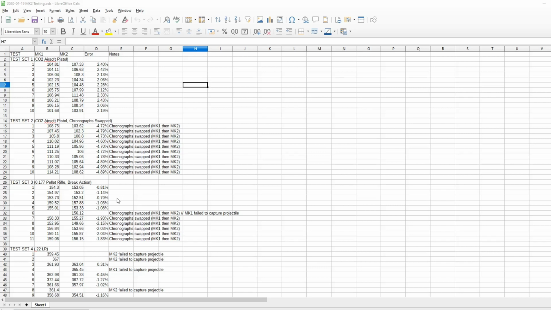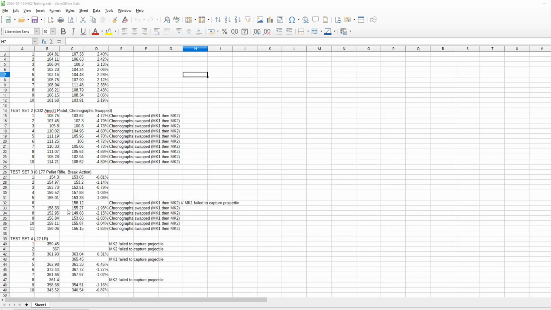So drag is still an issue with the pellet rifle, but not as much. The interesting thing here is that's our first round that was missed by the Mark 1. The Mark 2 didn't miss any rounds. The Mark 1 missed a round here. That's why I have 11 tests, just to make up for that one I missed. It may have been an issue where I'm not firing quite through the chronograph. The sensing area is kind of small, so it's difficult to aim through.